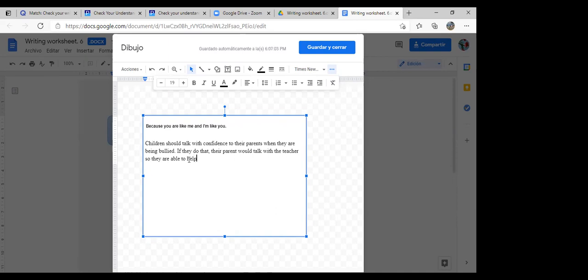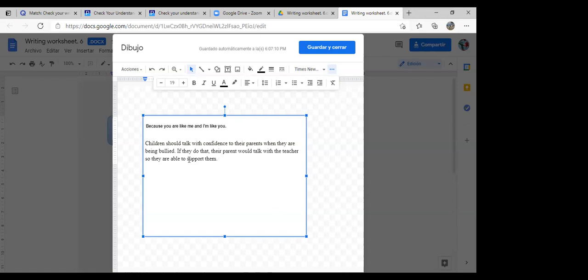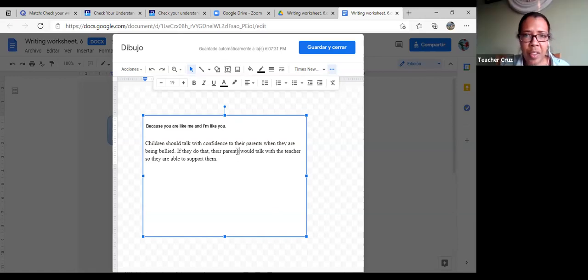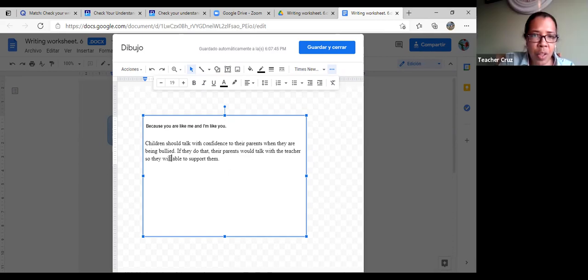Yes. To support them. In this, you cannot choose which word you want, right? It's more kind of like this. So let's read that. If they do that, their parents would talk with the teacher, so they are able to support them. They will be able to support them. Yeah, that's kind of, we have a little bit.